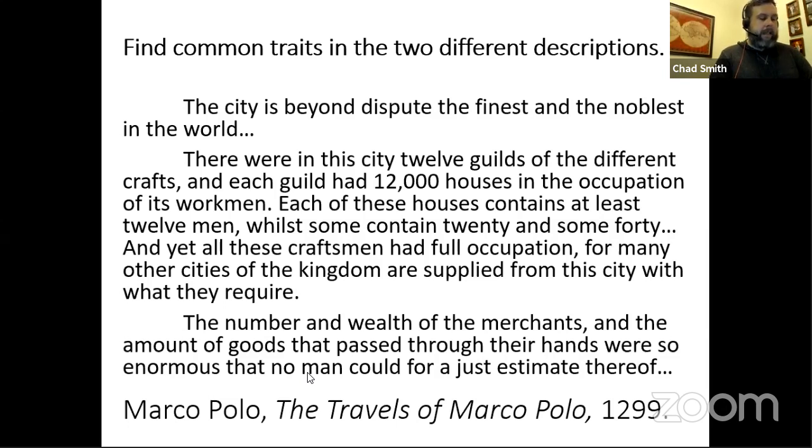So let me give you about 90 seconds here. In these 90 seconds, I want you to read the document and describe the characteristics of the city, which in this case is the city of Hangzhou, a famous Chinese city near the eastern coast.